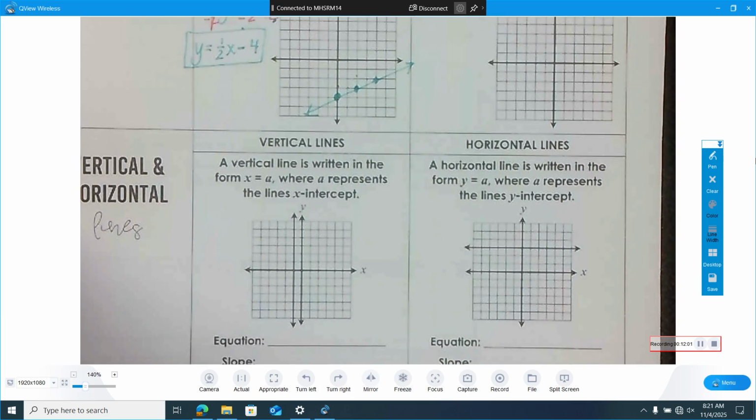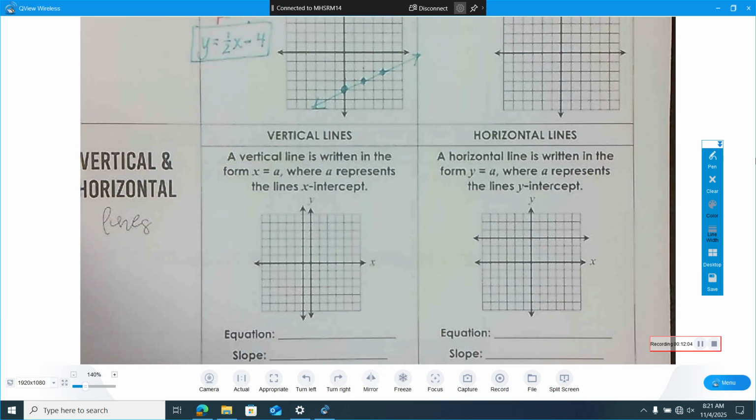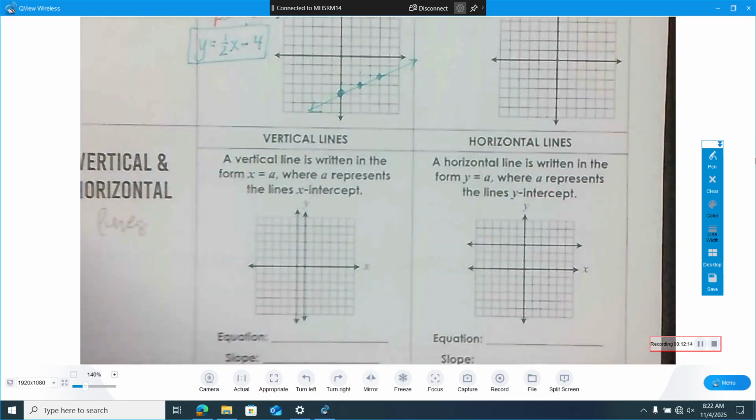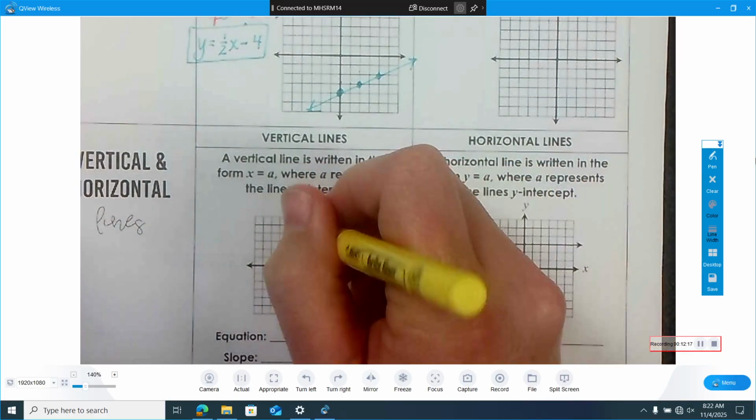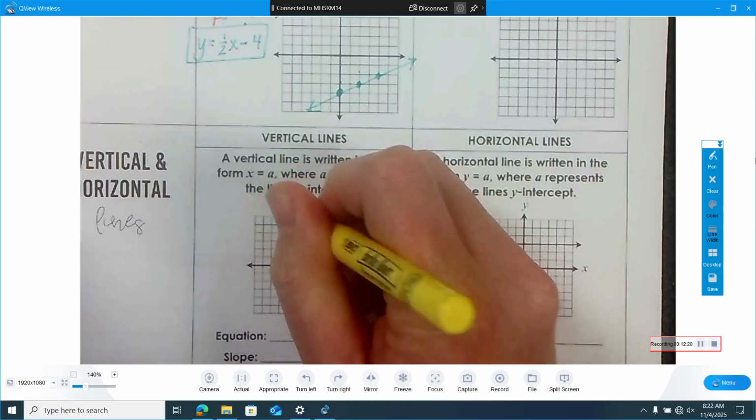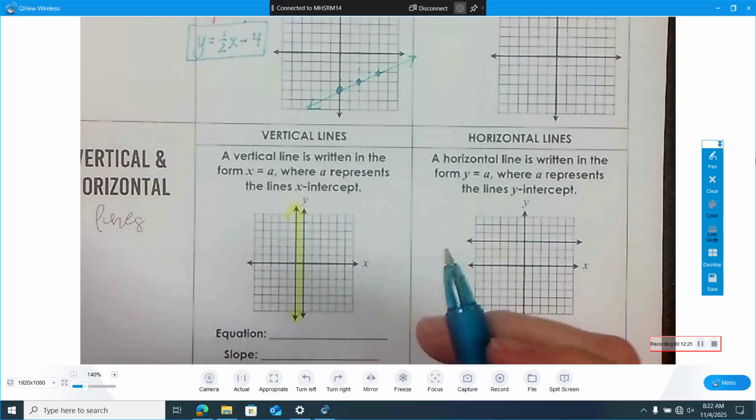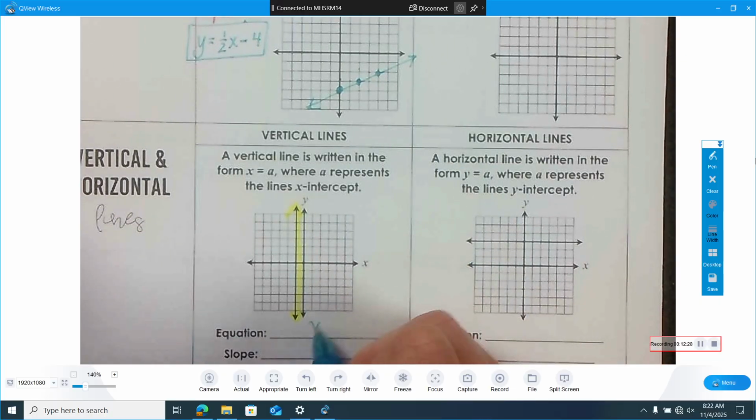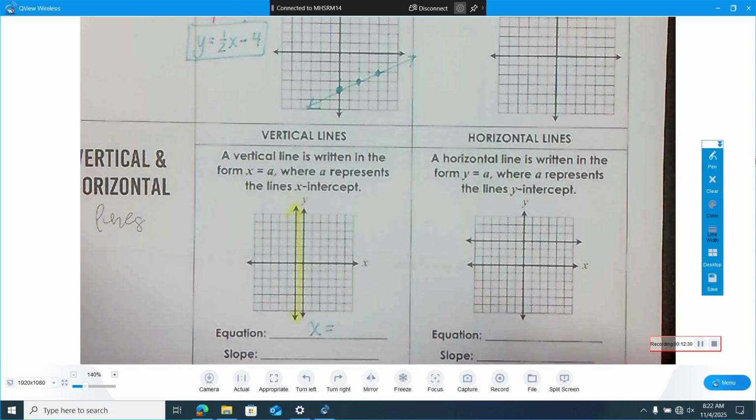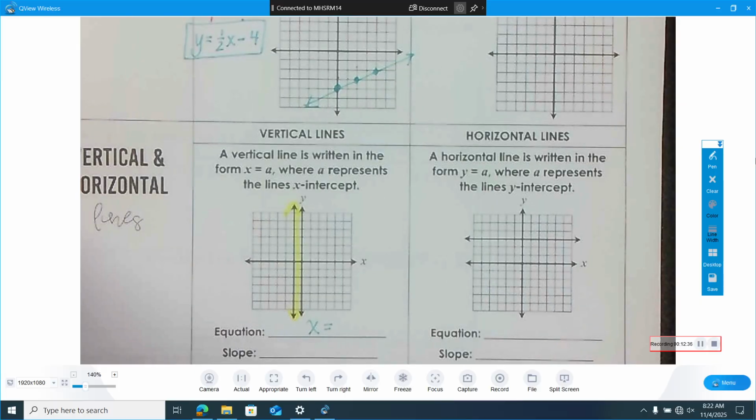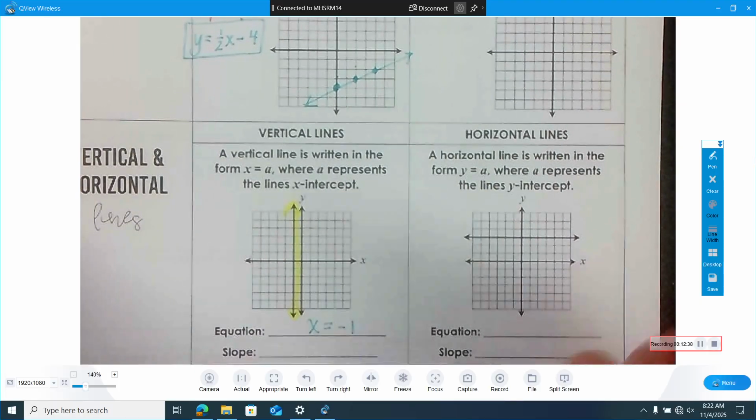So we also have special case lines here. We have vertical lines and horizontal lines. And a lot of times teachers make you memorize this, and of course you need to know it. But I want to talk about why this equation is a vertical line. Well, we know it's a vertical line because we know what vertical means. So there's our vertical line right there. And the equation of a vertical line is always x equals some number. Well, what does x equal on that little line there? Negative 1, yeah.